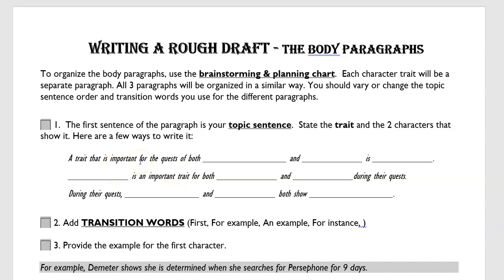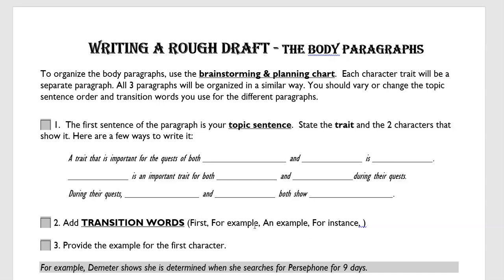So once we have that written, which is pretty standard on how you write a topic sentence, we need to add a transition word. Now this essay is a little different because you're combining 2 characters from different myths into the same paragraph. So transition words like next and then or second don't really work. It's not that type of order. So we're comparing how they're similar to each other. So words like for example or an example or for instance work.